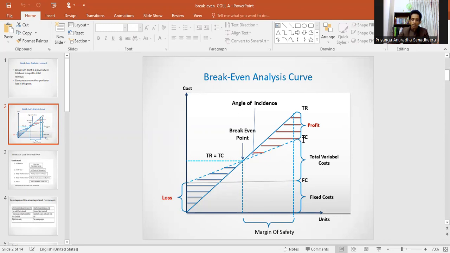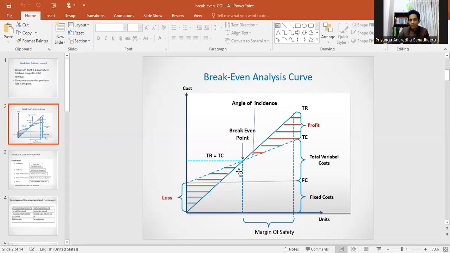Then we can start drawing the total revenue line starting from 0. Again, it goes through that point. And where these two lines intersect, that point is the break-even point.